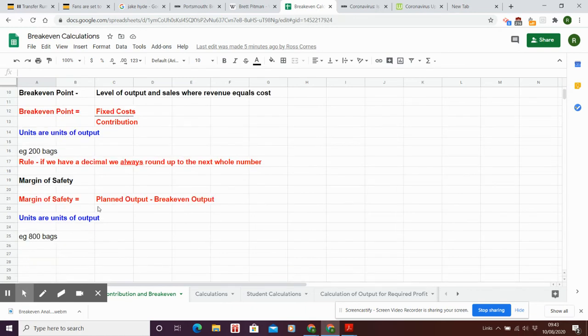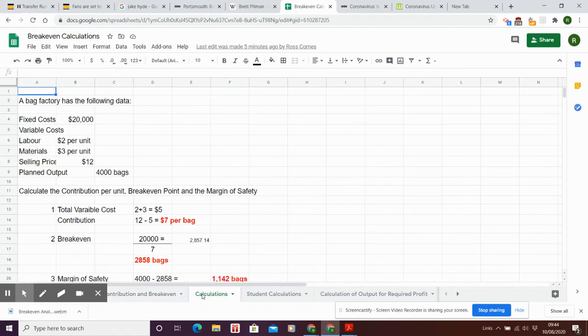And then we've done this again. Students that I teach have already watched a video where we look at margin of safety. The margin of safety is a measurement of risk, and it's just your planned output minus your break-even output. And again, the unit of output here is bags. So units of output.